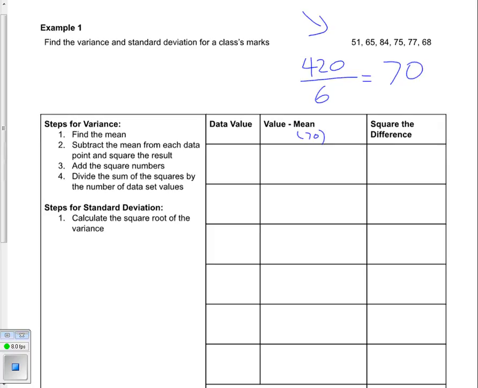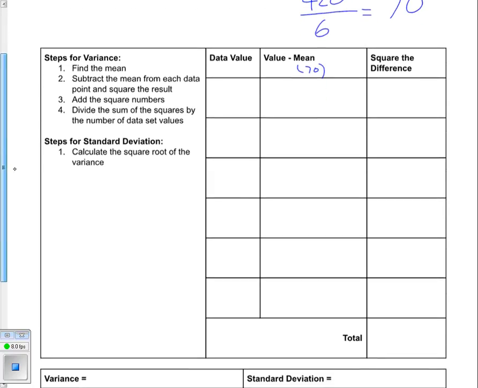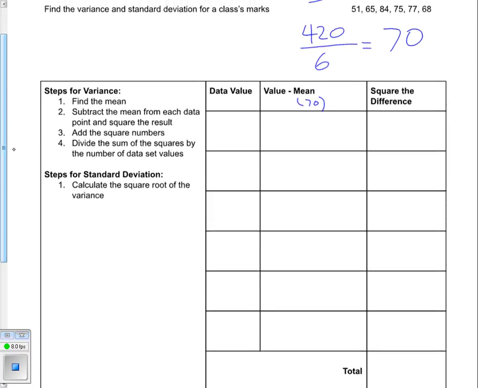We want to indicate first and foremost what the data values are. In this first column on the left-hand side, I'm just going to write in the numbers from top to bottom. You're going to start off with 51, 65, 84, 75, 77, and finally 68. So I've taken each individual number in the data set and placed it in this data value section.